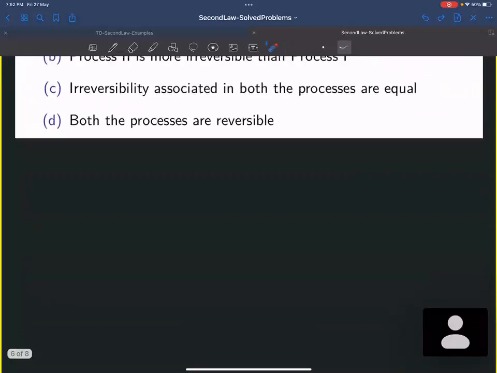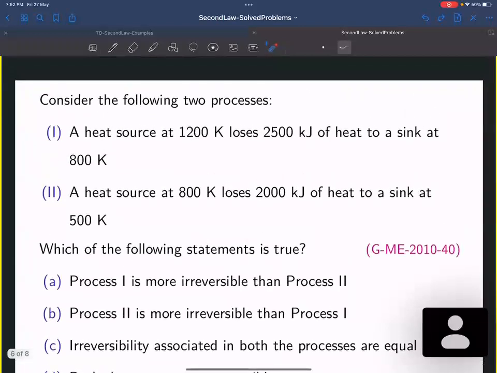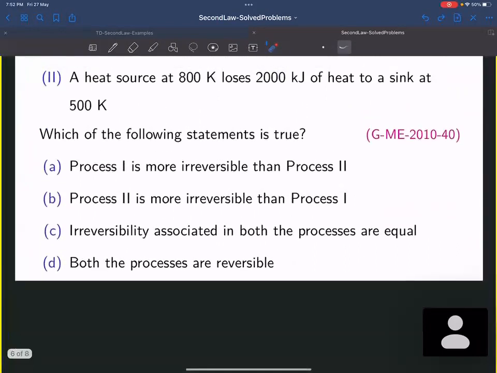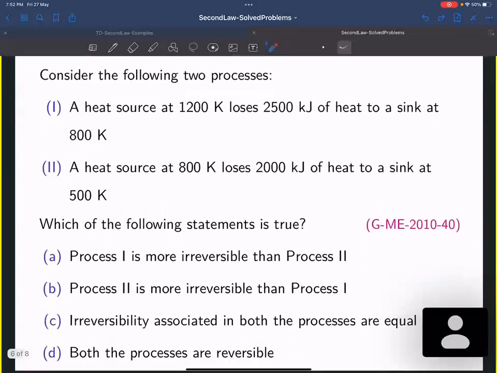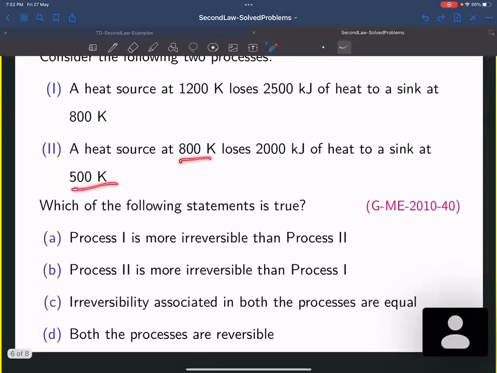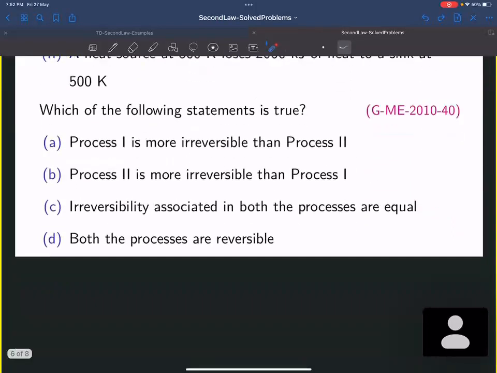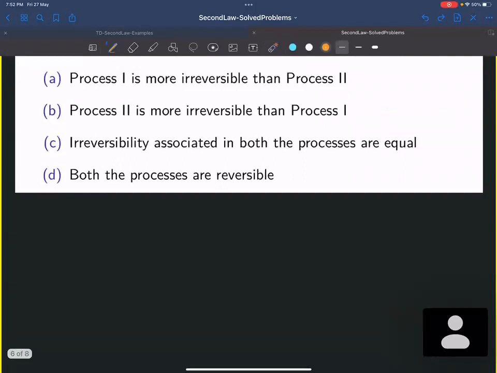So we'll represent the schematic. Again, the process is a heat transfer process. Heat is transferred from a high temperature to a low temperature. There is a natural direction of heat transfer. The amount of heat transfer is given. We want to find the delta S for each and every process. Delta S for the first process, which is happening between 1200 and 800. The other process is between 800 and 500 with a different amount of Q transferred. So let us represent them.